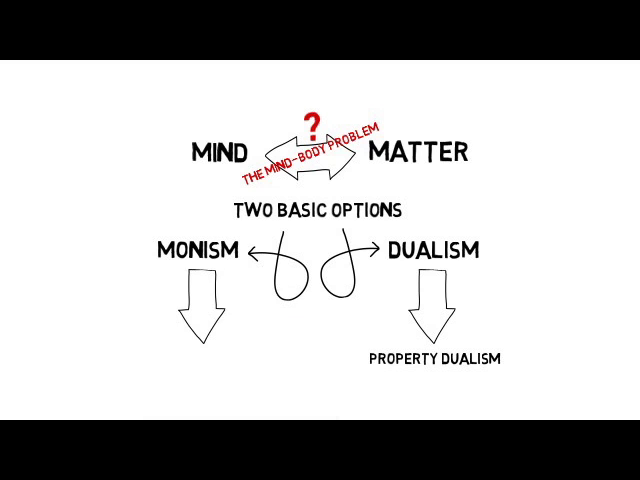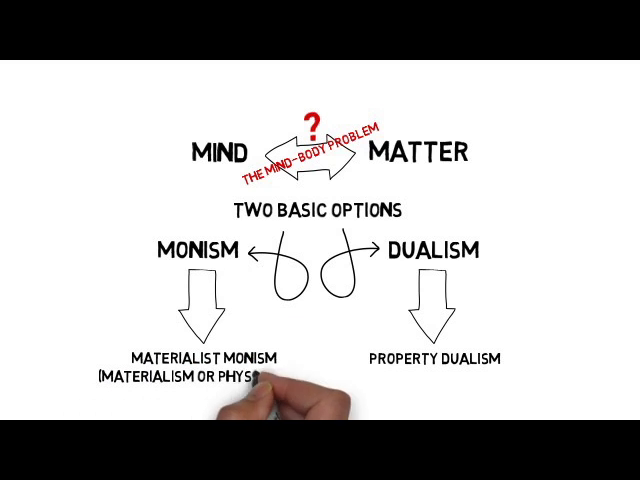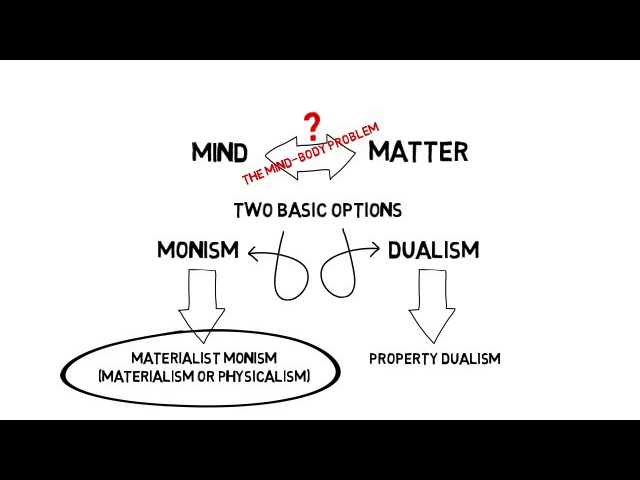On the other hand, the most popular form of monism is materialist monism, or simply materialism or physicalism. According to this view, the world fundamentally and entirely consists of matter. The only things that exist are physical things with physical properties. Today we're going to focus on this view. Our goal is to understand 4 different varieties of physicalism, each of which takes a different approach to explaining the mind in physical terms.